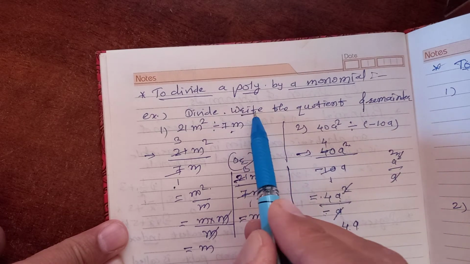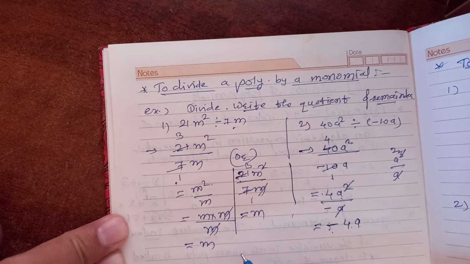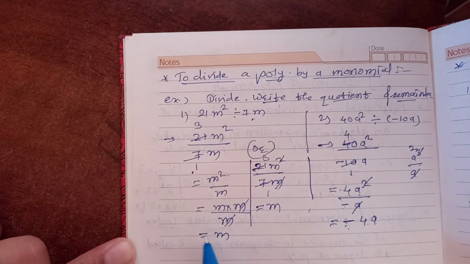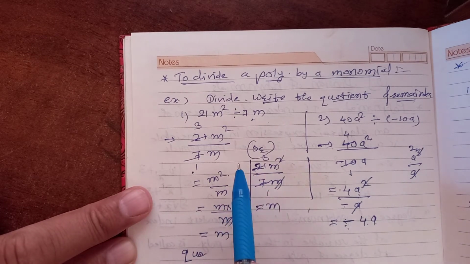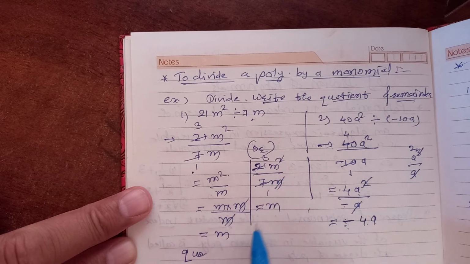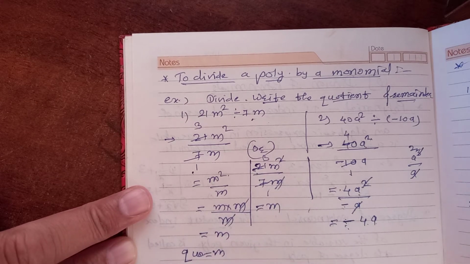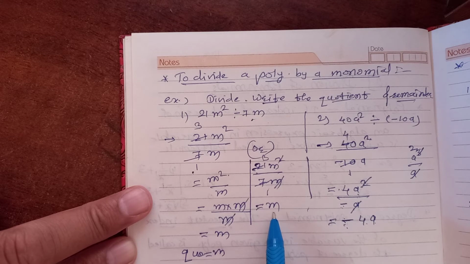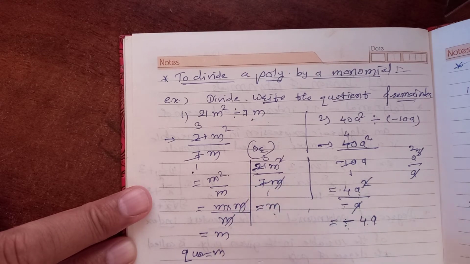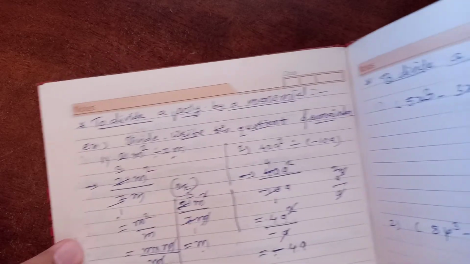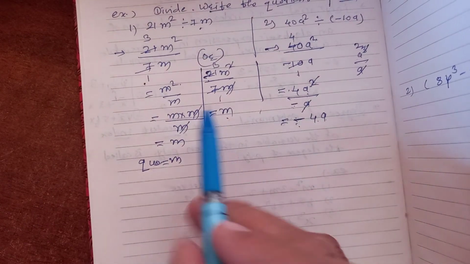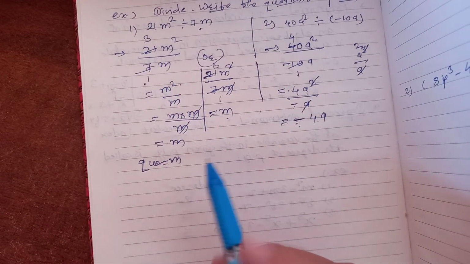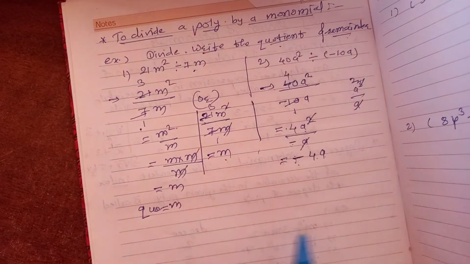The question is, you have to write quotient and remainder. So what quotient comes here? In the first example, quotient means what division comes here? m. Here m. By this you can write this is the quotient. Then the remainder is what? There is no remainder. If you have to divide only, then divide by this method. If you want quotient and remainder, then you have to divide like this.